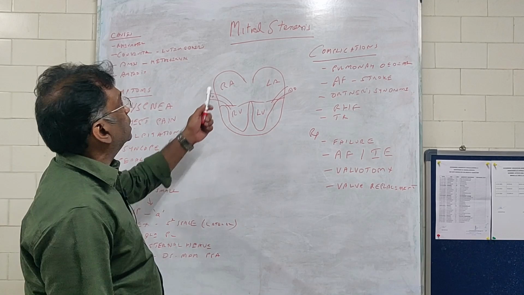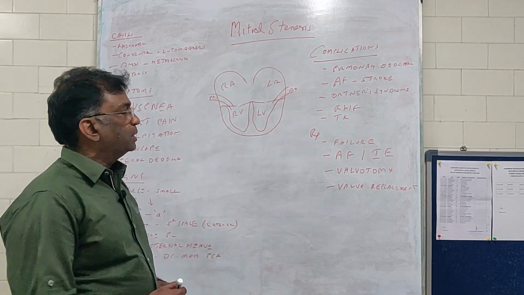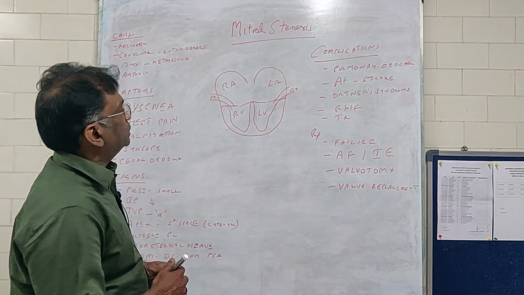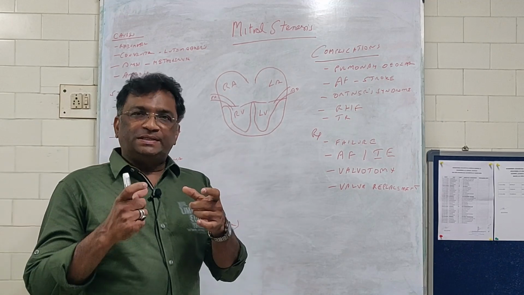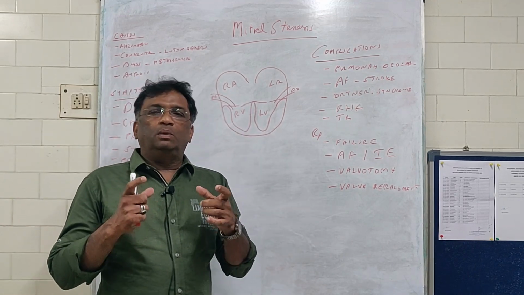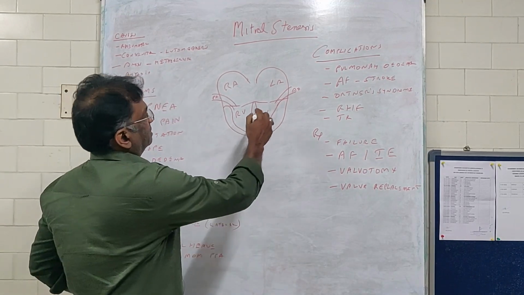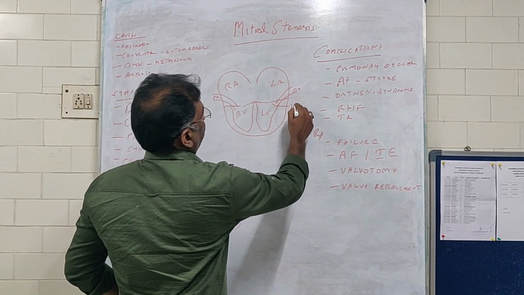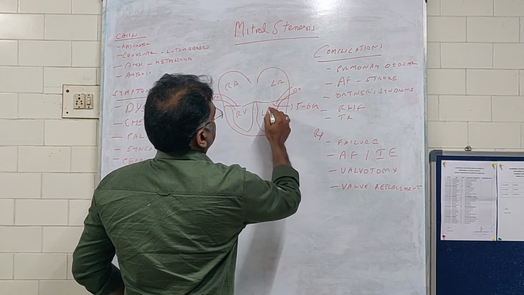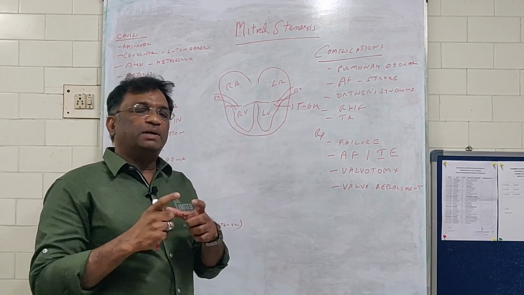I'll be talking about mitral stenosis. Okay, what is mitral stenosis? Stenosis means narrow. So the normal valve size of the mitral valve is about 5 to 6 centimeters square. Here in mitral stenosis, this becomes narrow.